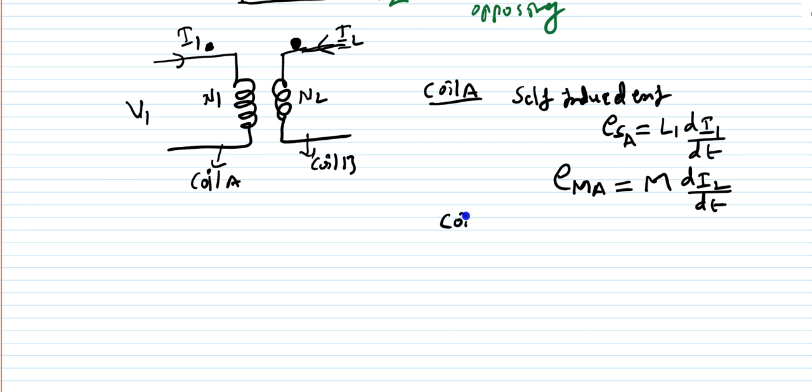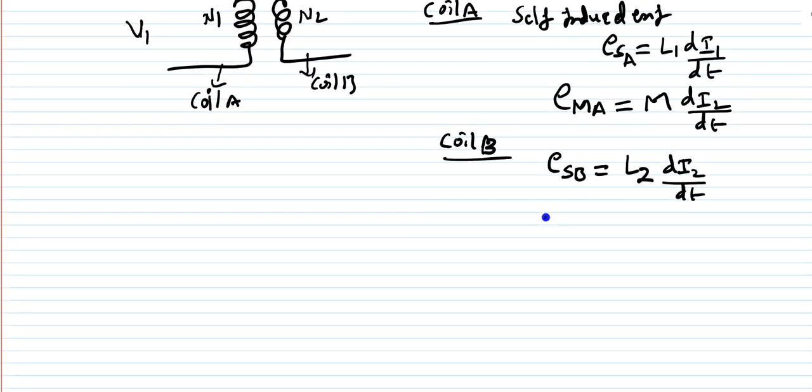Similarly, you can write for coil B. What is the self-induced EMF of coil B? That is L2 di2 by dt. And similarly, the mutual induced EMF in coil B is M di1 by dt, isn't it?